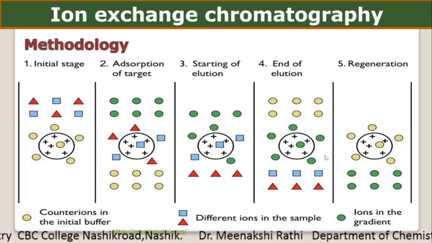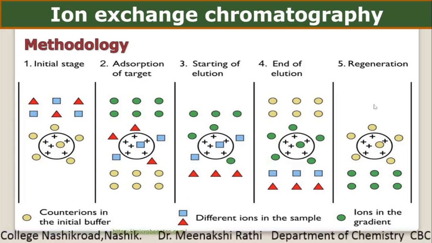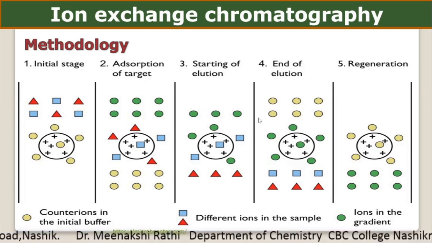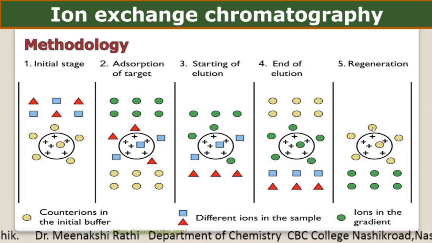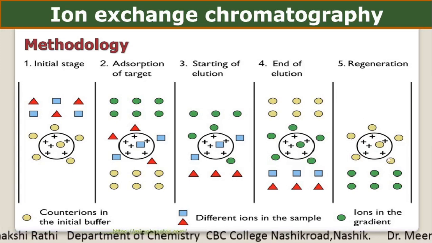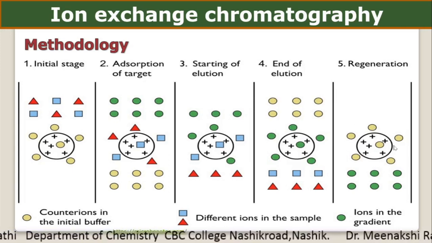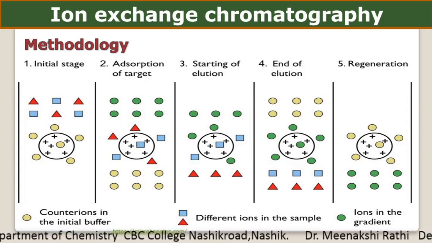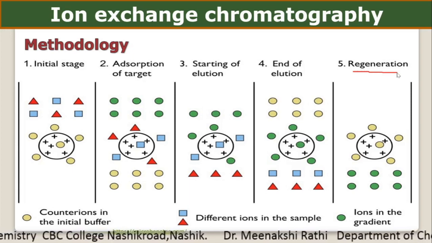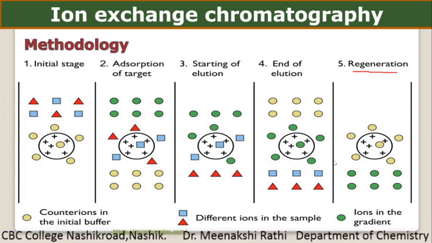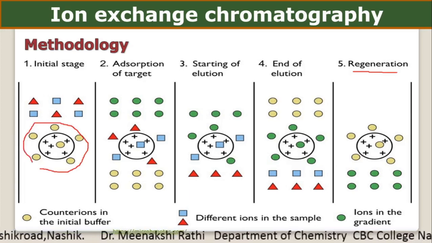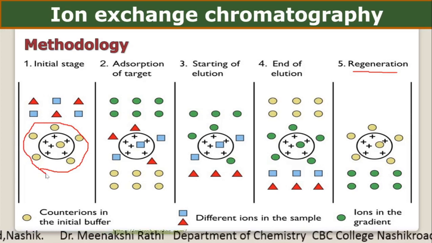Once the separation is done, the ion exchanger is finally washed with chloride ions once again, and all these chloride ions are again attached to the positively charged ion exchanger. Here there is a regeneration. We can use this column once again because it is properly cleaned, and again we are getting this initial stage where the chloride ions are attached to the ion exchanger.